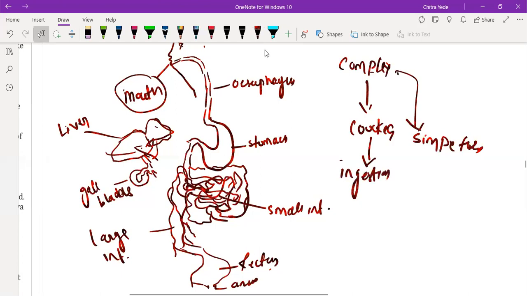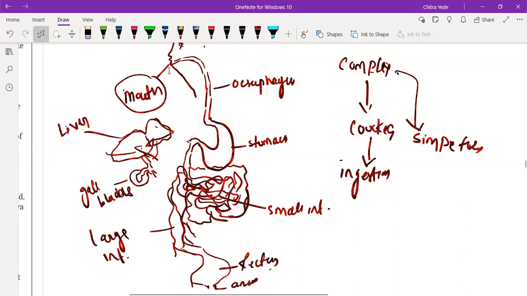So why are we cooking the food? Because the food contains cellulose if it is plant based, and cellulose is not digested by human beings. Some animals can easily digest cellulose, but human beings cannot. So once food is taken inside the mouth, it is churned, meaning it is broken down into a simpler form with the help of teeth.